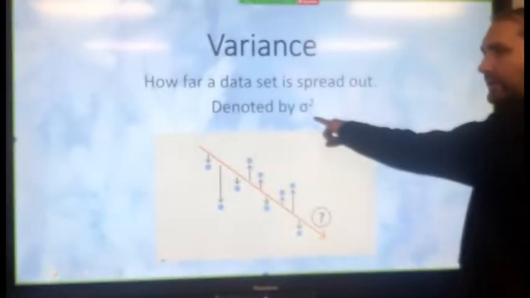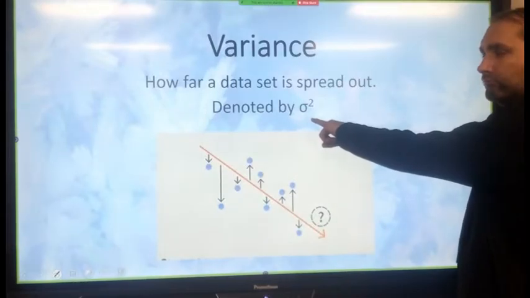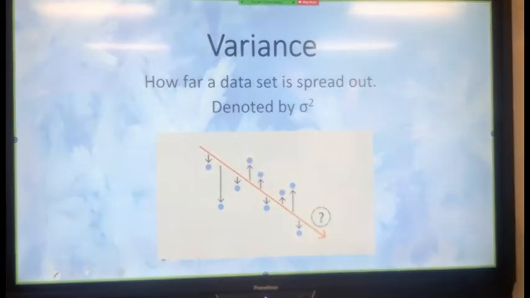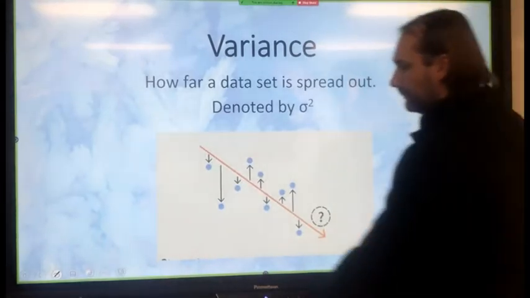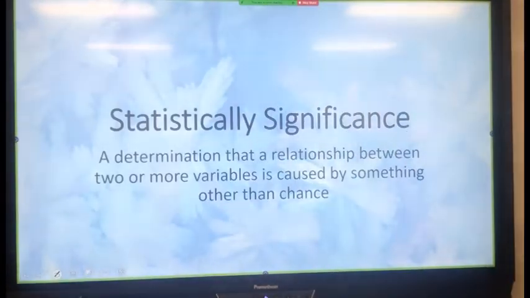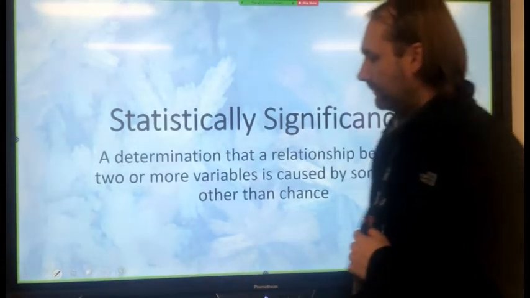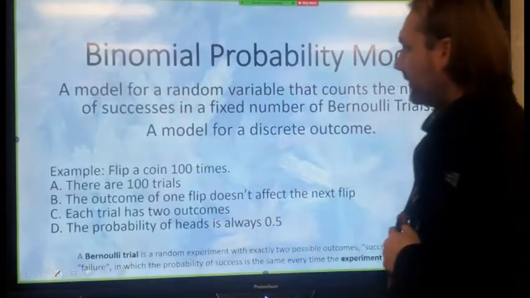Variance, we've kind of seen this word before, is how far a data set is spread out. Denoted by, what's this Greek letter? I don't know. Something squared. So again, variance is how close your data is to your line of best fit. Statistical significance, we've seen this word before. A determination that a relationship between two or more variables is caused by something other than chance. Statistical significance. It's not just chance, there's some kind of causation.